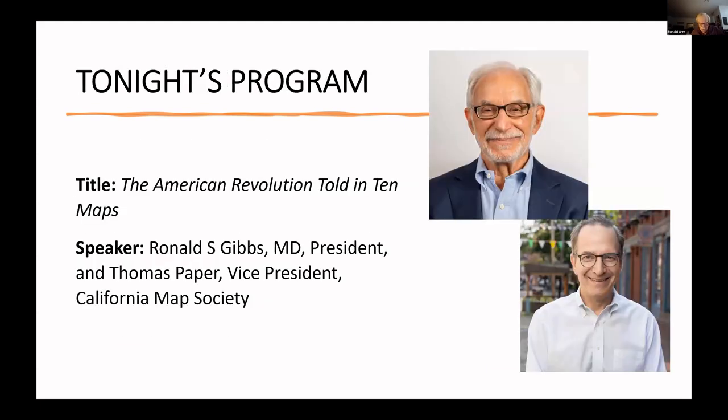And now it is my pleasure to introduce this evening's program, which is entitled The Mapping of the American Revolution Told in 10 Maps. This presentation was prepared by Ronald S. Gibbs, President, and Thomas Paper, Vice President of the California Map Society, and will be presented by Ronald. To celebrate the 250th anniversary of the American Revolution, this presentation will explore the political and military aspects of the war using 10 period maps from the Gibbs family collection.